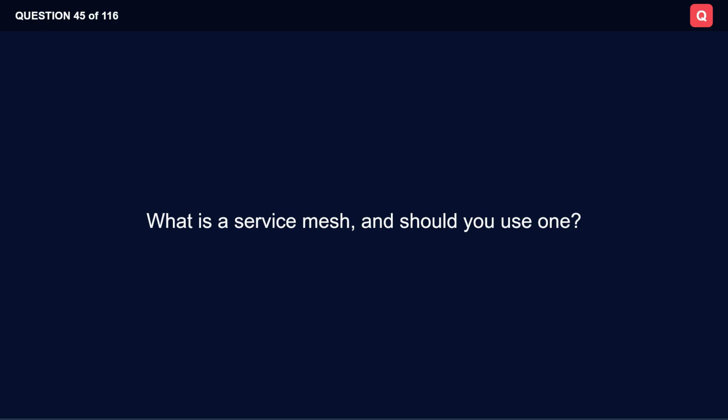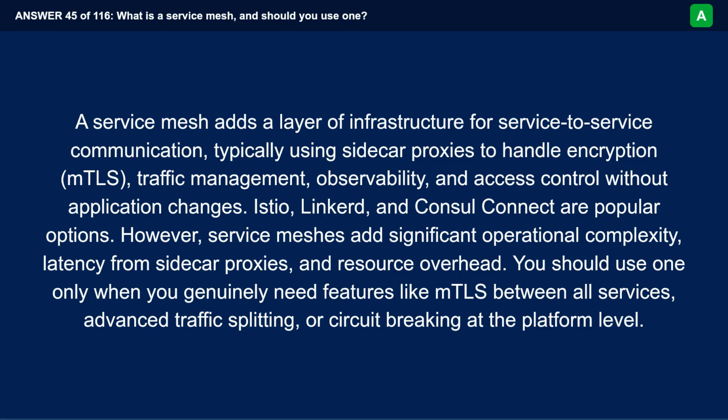What is a service mesh, and should you use one? A service mesh adds a layer of infrastructure for service-to-service communication, typically using sidecar proxies to handle encryption, mutual TLS, traffic management, observability, and access control without application changes. Istio, Linkerd, and Consul Connect are popular options.